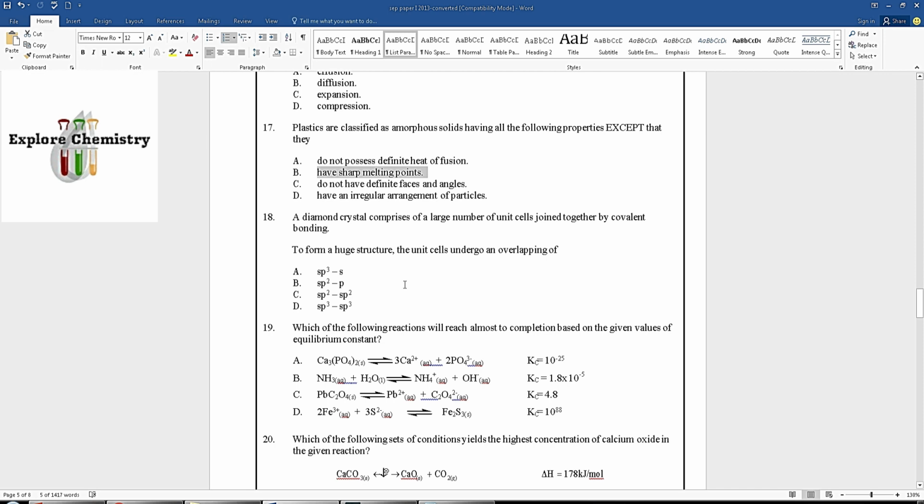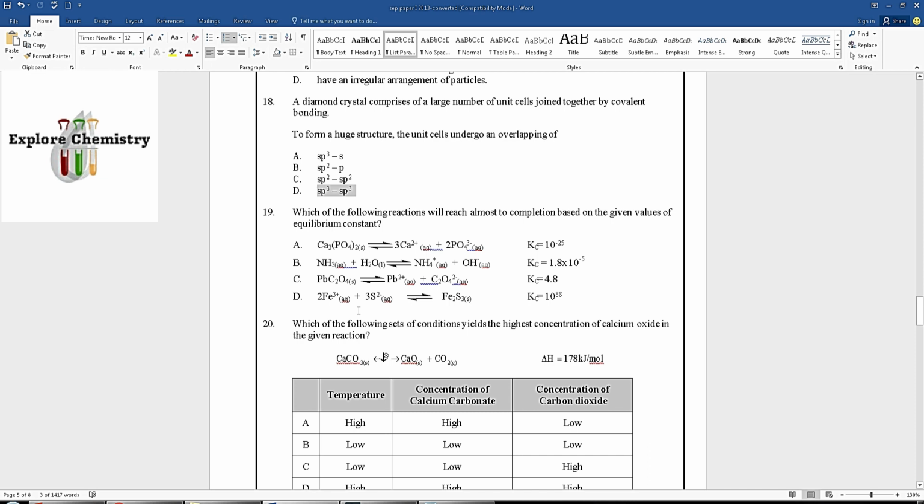Number 18, a diamond crystal comprises of large number of unit cells joined together by a covalent bond. To form a huge structure, the unit cell undergoes an overlapping of what? In case of diamond, one carbon is attached with 4 more carbon atoms. Tetrahedral is the structure. All carbon atoms are making single covalent bond. And whenever carbon makes single covalent bond, hybridization is sp3. So sp3 overlapping is present here.